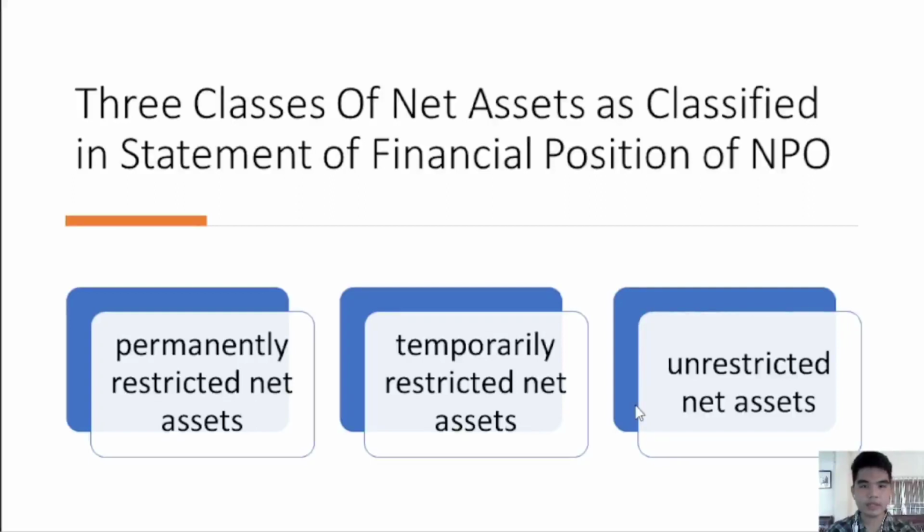So, there are three classes of net assets as classified in Statement of Financial Position of a non-profit organization. So, the following are permanently restricted net assets, temporarily restricted net assets, and the unrestricted net assets. A statement of financial position provided by a not-for-profit organization shall report the amounts of each of the three classes of net assets based on the existence or absence of donor-imposed restrictions. So, this is how these three are categorized based on the existence or absence of donor-imposed restrictions.